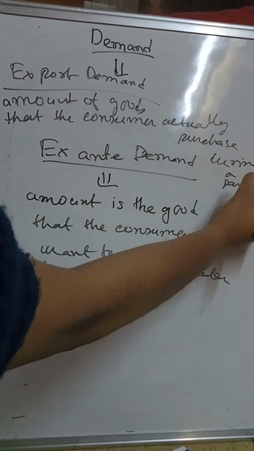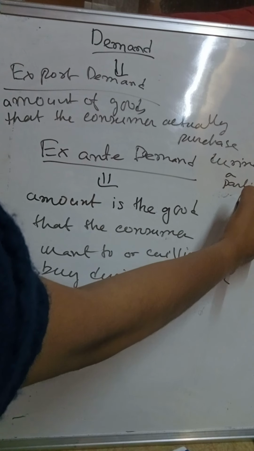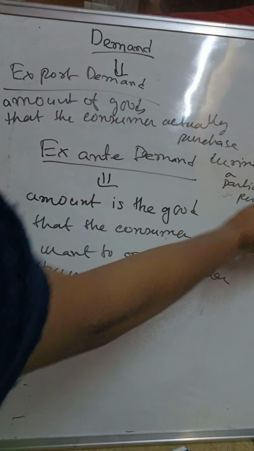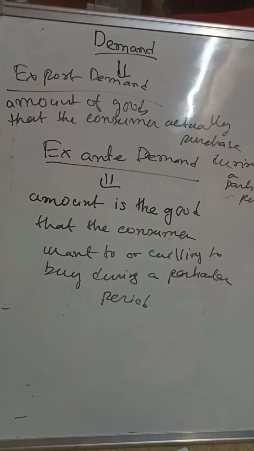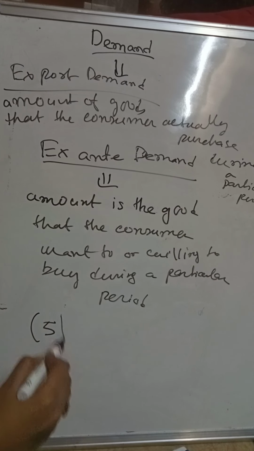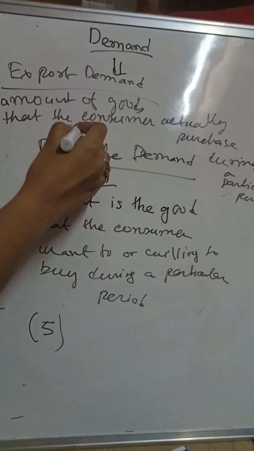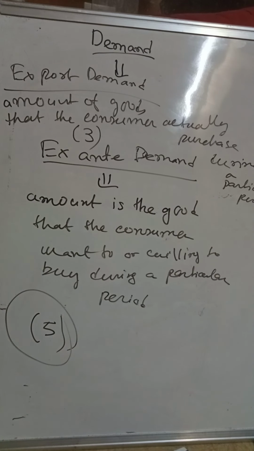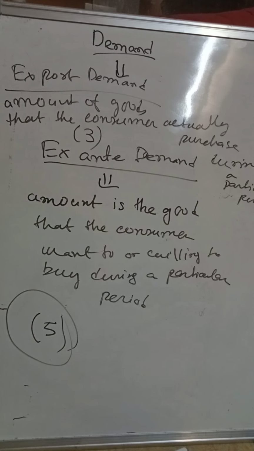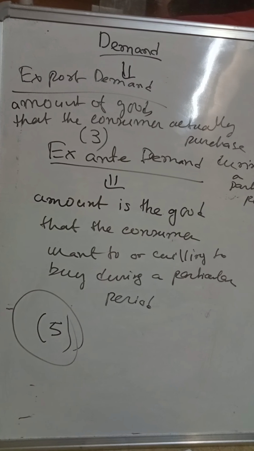So in the example that I told you just now, we planned to buy 5 shoes, but when we went to the shop we saw that it is not possible to buy 5 shoes with 3000 rupees. It is only possible to buy 3. So actually we are buying how much? 3. But we have planned to buy, we are willing to buy, we are wanting to buy how much? 5. So this is the concept of ex post and ex ante demand.